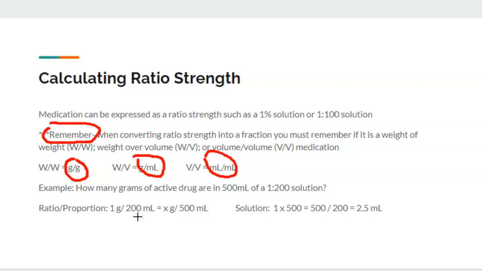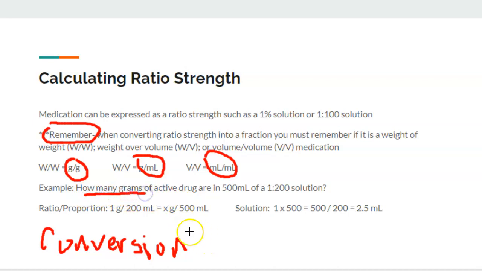A lot of times we calculate in milligrams, but when we put a ratio strength into a fraction, it's in grams. So pay attention to conversions. Make sure you are aware if you are going to need to do any converting. For this one, we don't have to, because it's asking how many grams. So X is how many grams. That's what our X is.